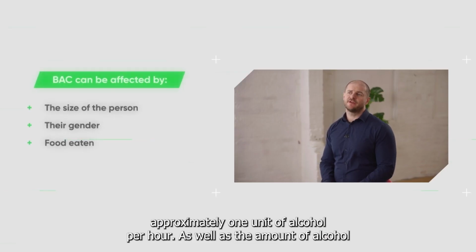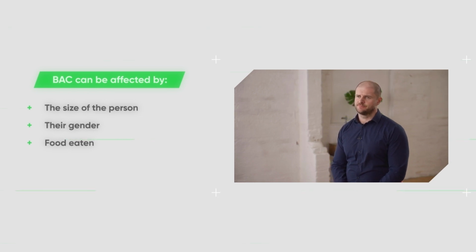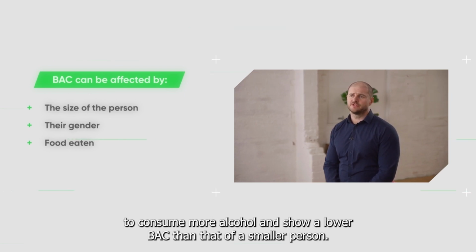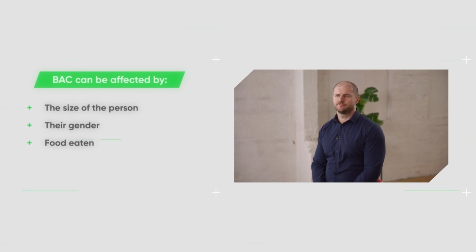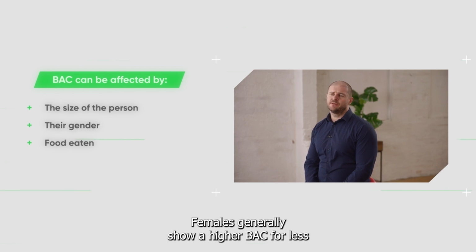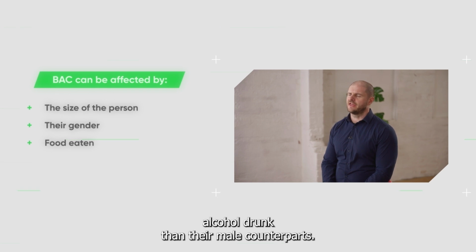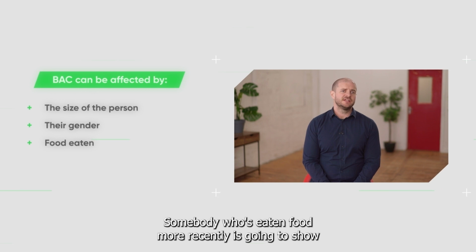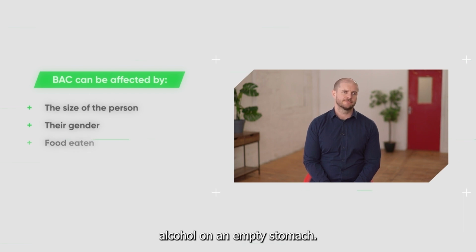As well as the amount of alcohol consumed, BAC can also depend on a few other factors. The size of the person. For example, a larger person will probably be able to consume more alcohol and show a lower BAC than that of a smaller person. Their gender. Females generally show a higher BAC for less alcohol drunk than their male counterparts. Food eaten. Somebody who's eaten food more recently is going to show a slightly lower BAC than somebody who's drunk alcohol on an empty stomach.